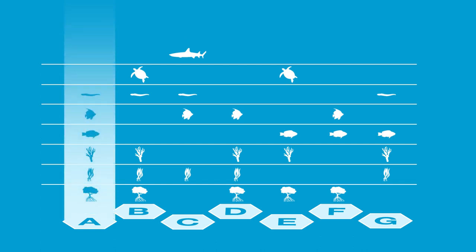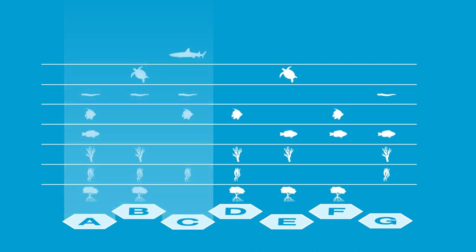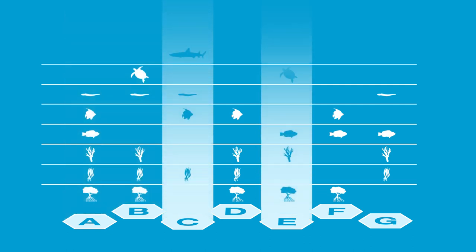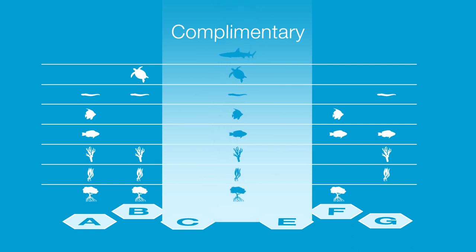It looks like Site A might be the best choice because it contains the most features. However, by choosing this, you will also need to select two additional sites to conserve every feature. If you look carefully, you will discover that Sites C and E actually conserve all of the features at least once. These two sites are referred to as highly complementary. Their features are different, but together they conserve every feature.